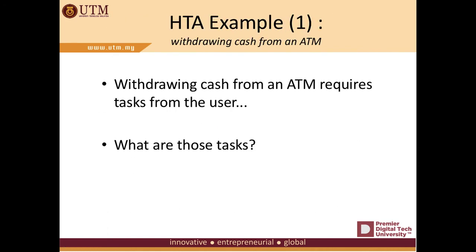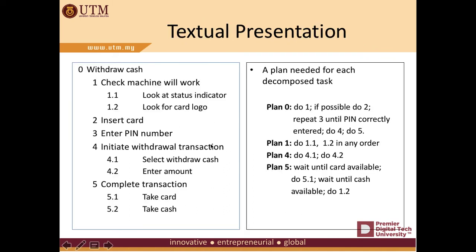This is the example of hierarchical task analysis: withdraw cash from an ATM, the tasks required from the user. What are those tasks? Okay, number one, withdraw cash. The objective of the application is to withdraw cash. So remember, I want to stress here, I'm really concerned about number 0. You have to reserve 0 for the objective of your application. Then numbers 1, 2, 3, 4, 5 are your sub-tasks.